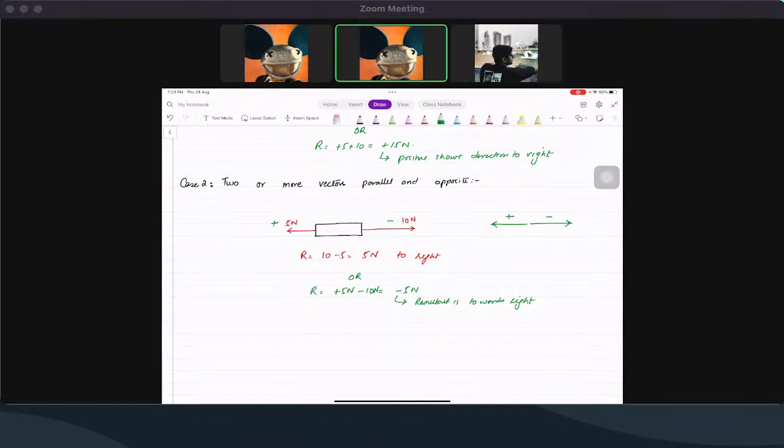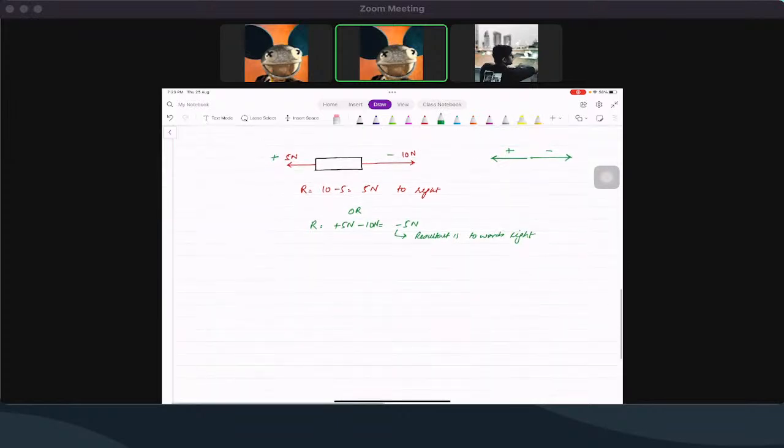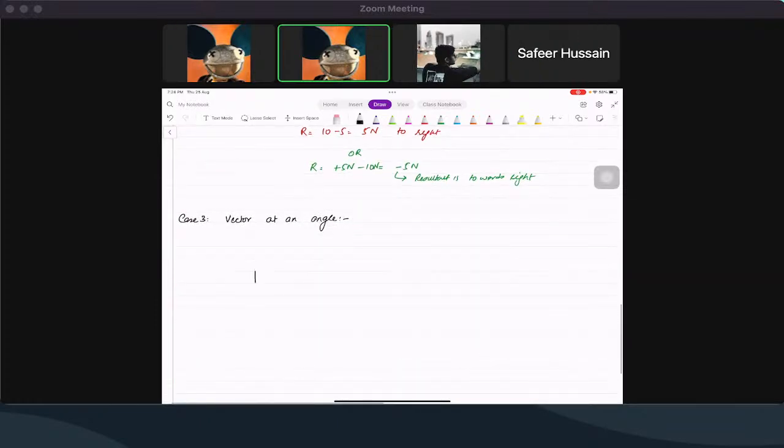Interesting. Now, suppose you have now case 3, vector at an angle. So what it means is that suppose this is the vector, you have 10 Newton.